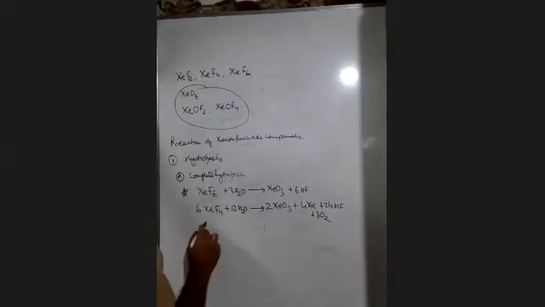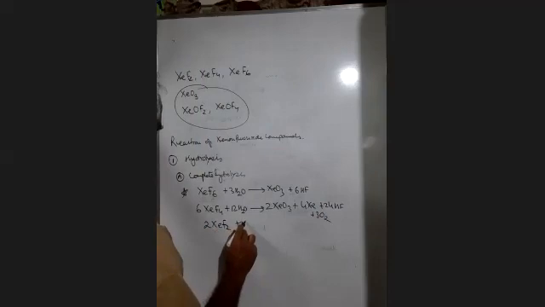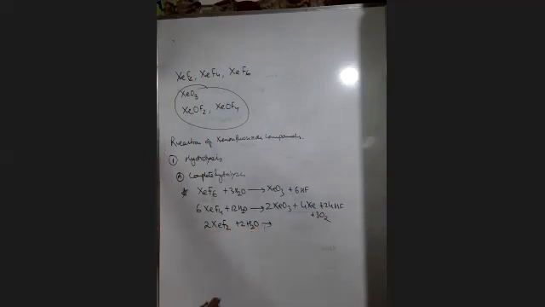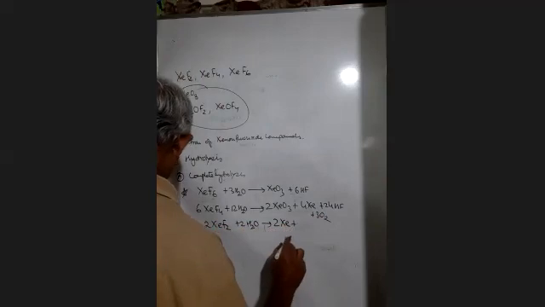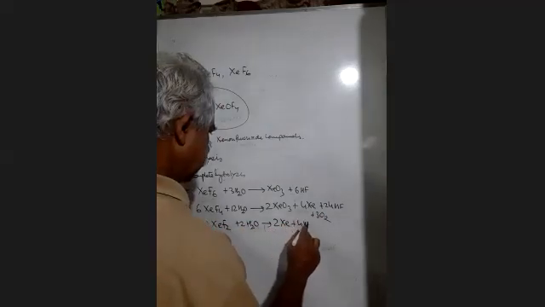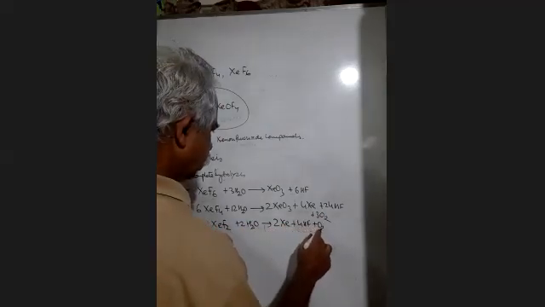Okay, 2XeF2, xenon difluoride. So it is with 2H2O. So it will give you 2Xe, 4HF plus O2.